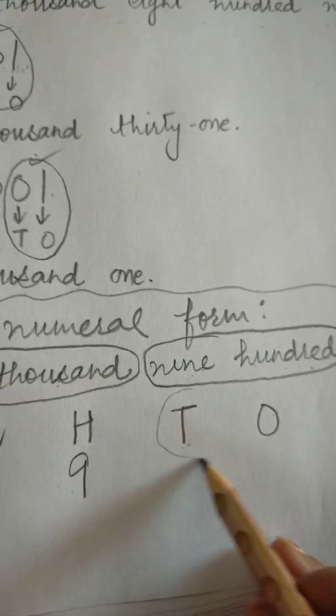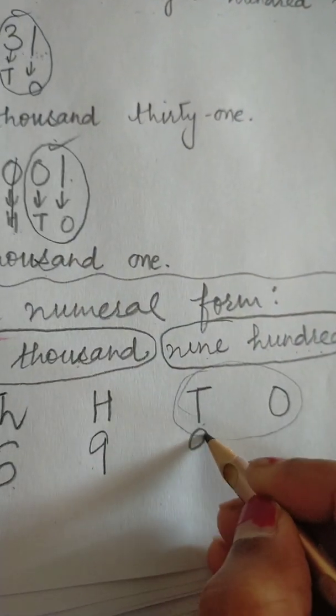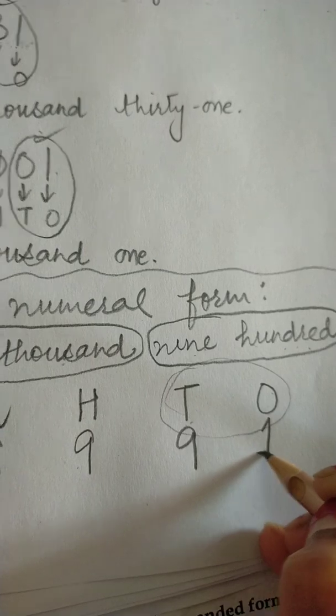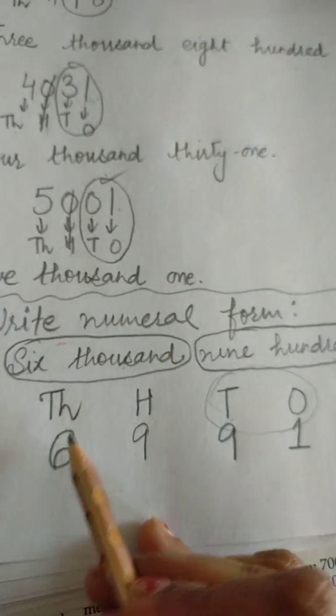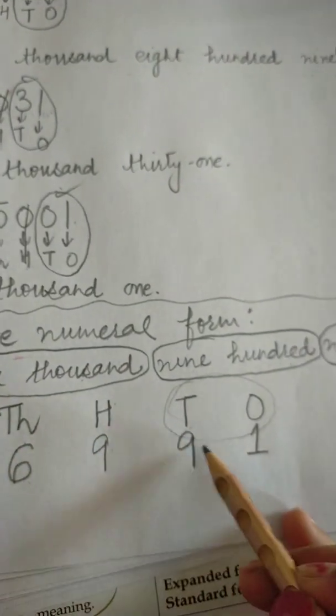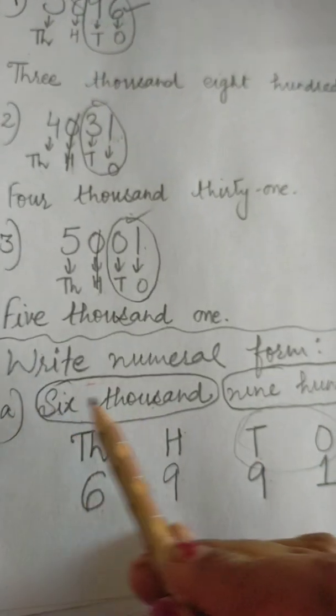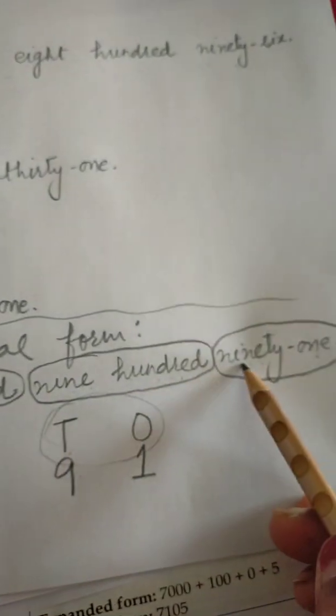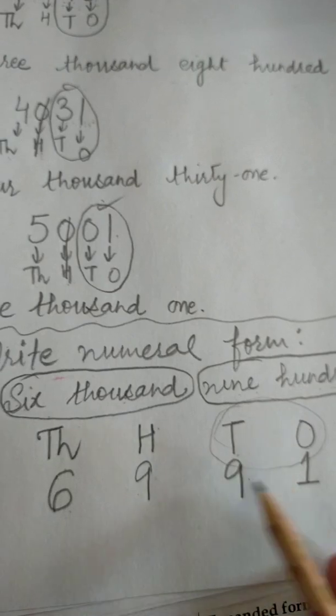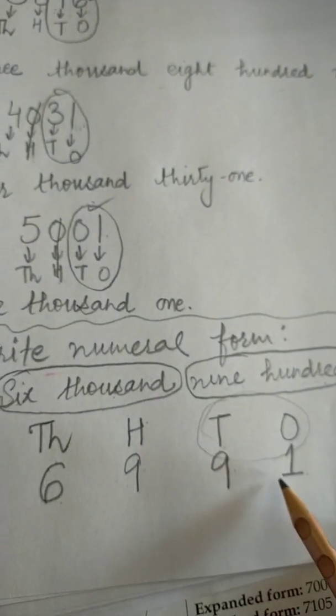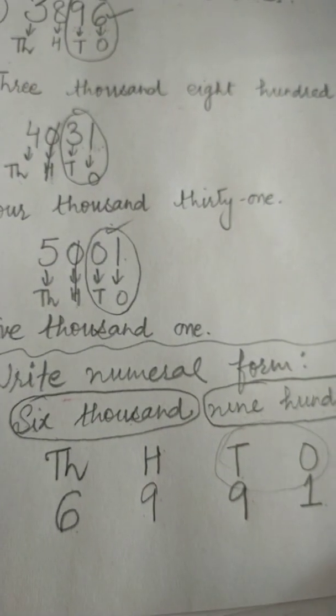And these both are best friends. They will come together. Here it is 91. So how will we write 91? So it is 6991. In this way we have to write numeral form.